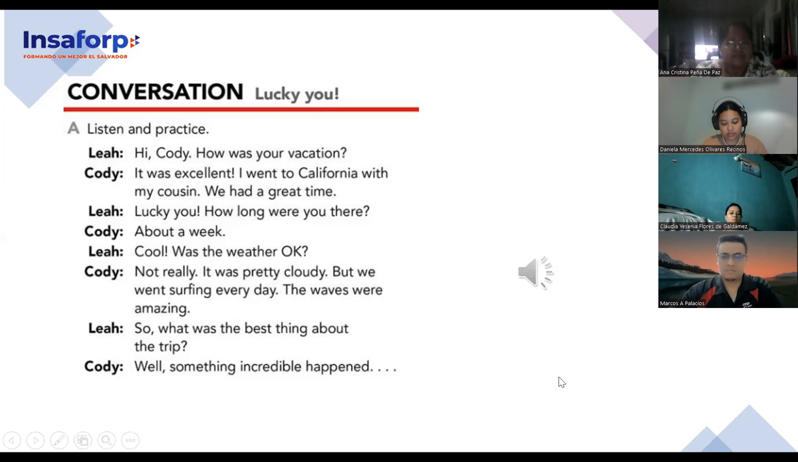Page 47, Exercise 9, Conversation, Lucky You, Part A. Listen and practice. Hi, Cody. How was your vacation? It was excellent. I went to California with my cousin. We had a great time. Lucky you. How long were you there? About a week. Cool. Was the weather okay? Not really. It was pretty cloudy. But we went surfing every day. The waves were amazing. So, what was the best thing about the trip?